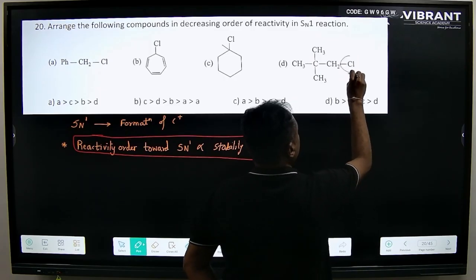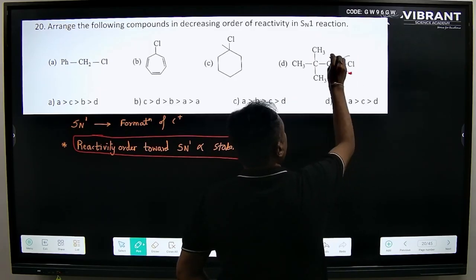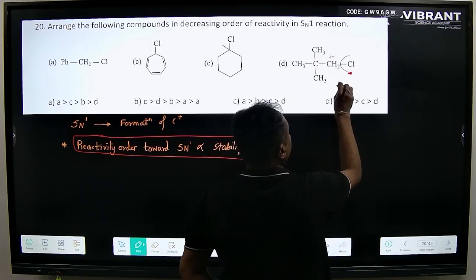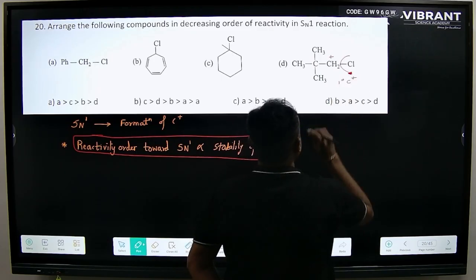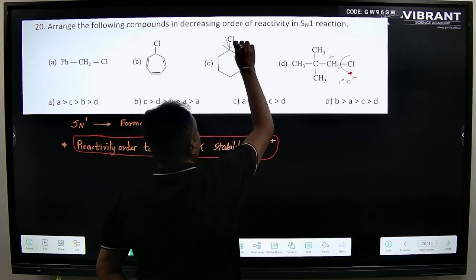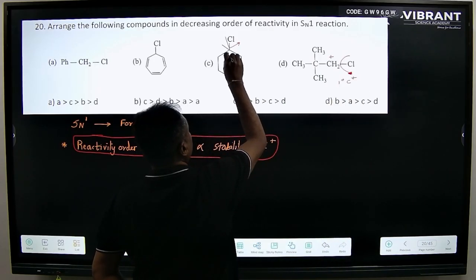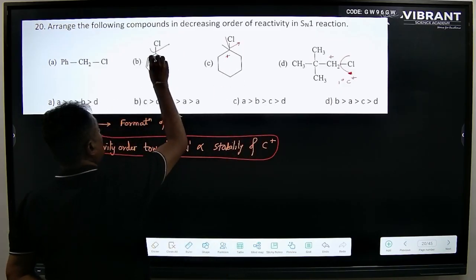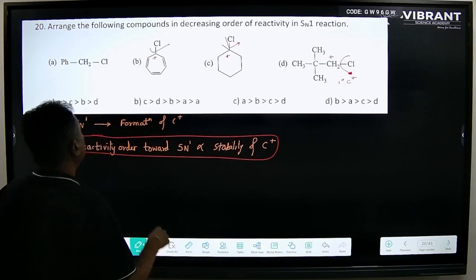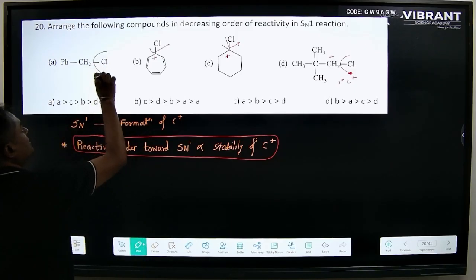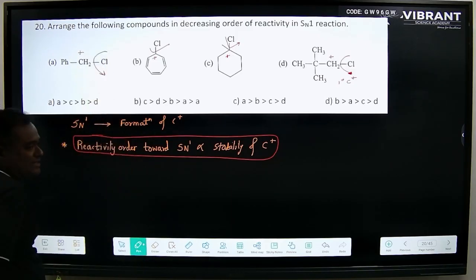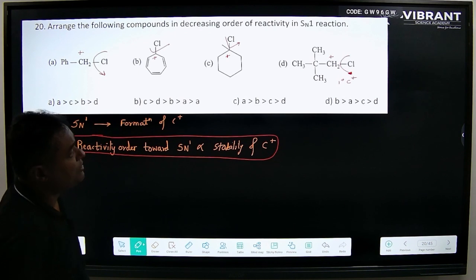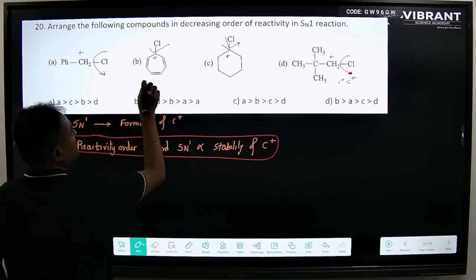So do one thing: how is a carbocation obtained? Remove the Cl out, and put a plus over here. So this is our primary carbocation. Okay, remove Cl from over here. Will I get a tertiary carbocation? Yes. Remove Cl over here. I will get a carbocation over here. Yes. Remove from here your Cl. Have a carbocation. Yes.